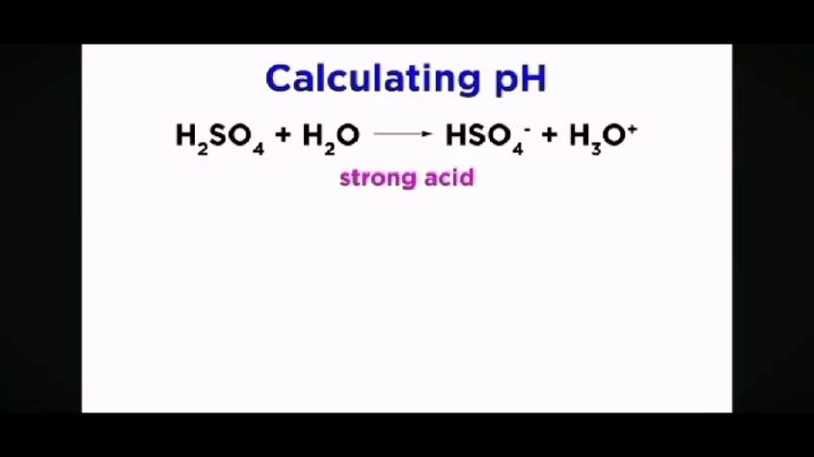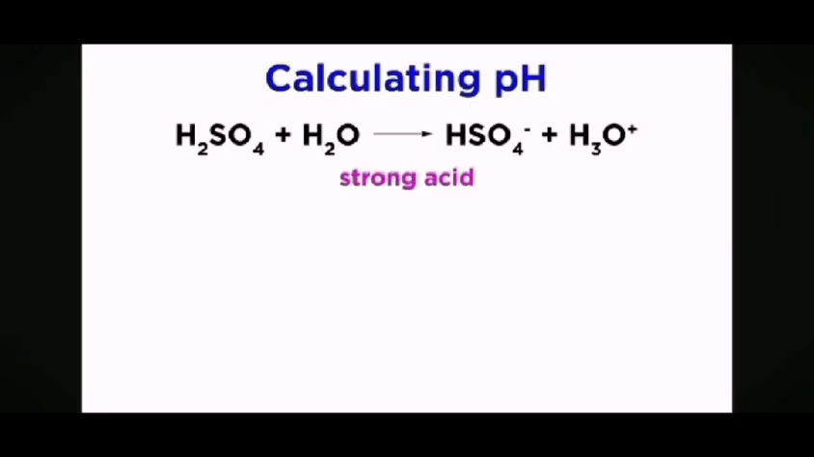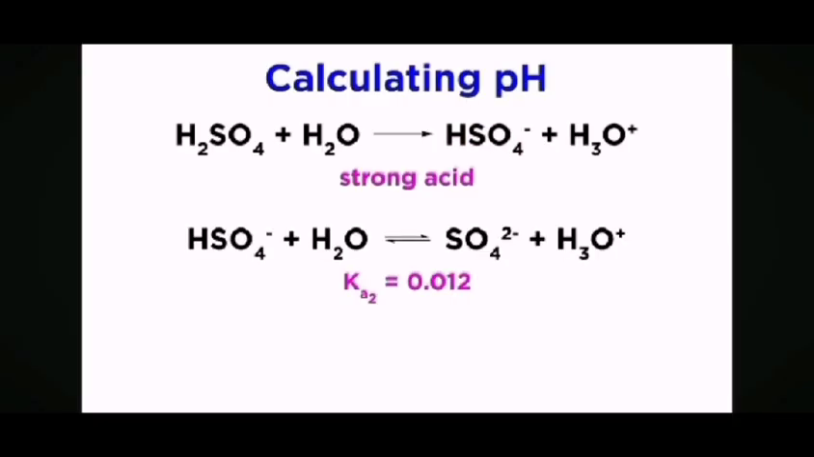Sulfuric acid is an example of a diprotic acid that is a strong acid for its first deprotonation to produce the bisulfate ion, but a weak acid for its second deprotonation to produce the sulfate ion, with a Ka of 0.012. And again, for most solutions, the second deprotonation will be negligible when compared with the first for any relevant calculations.